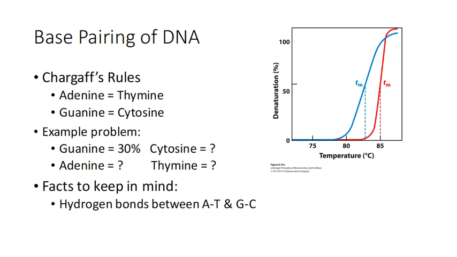The question states that a given sequence contains 30% guanine. Using Chargaff's rules, we are going to need to figure out the percentage of cytosine, adenine, and thymine. Take a minute to try this out.